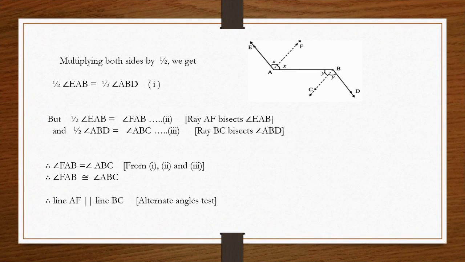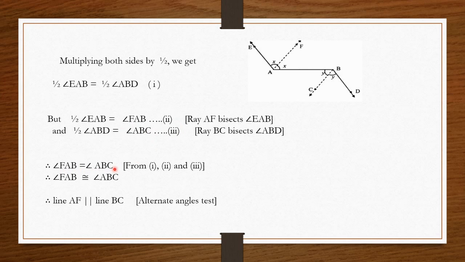Multiplying both sides of the equation 1 by 1 by 2, we get half into angle EAB equals half into angle ABD. In this figure, ray AF is the bisector of angle EAB. Therefore, half into angle EAB equals angle FAB. And ray BC is the bisector of angle ABD. Therefore, half into angle ABD equals angle ABC. That is equation number 3. From equation 1, 2 and 3, angle FAB equals angle ABC.